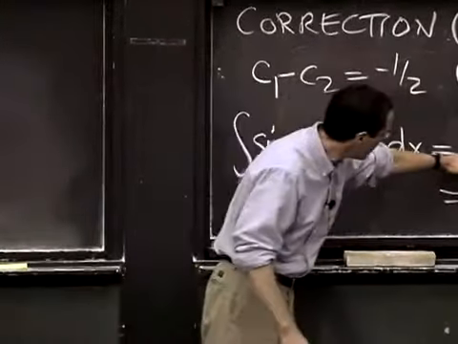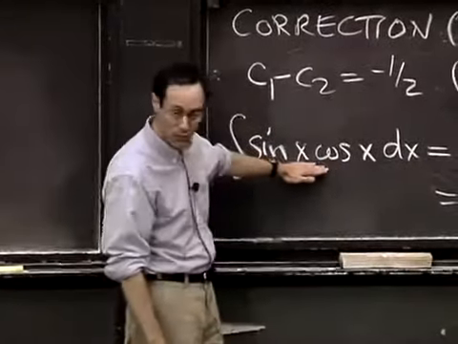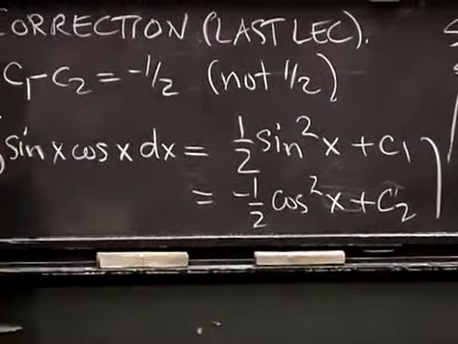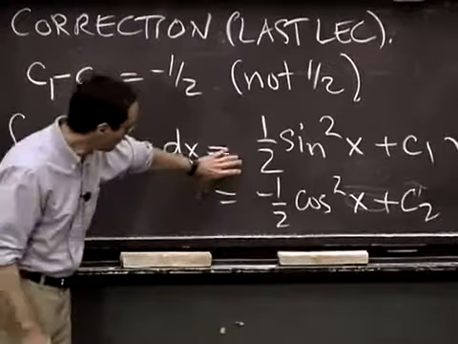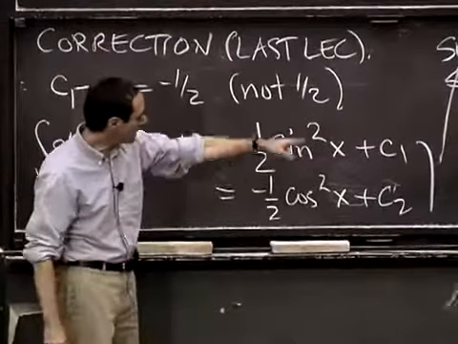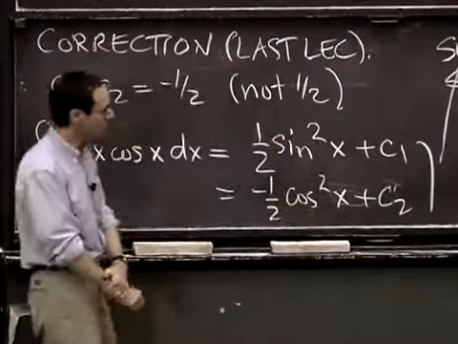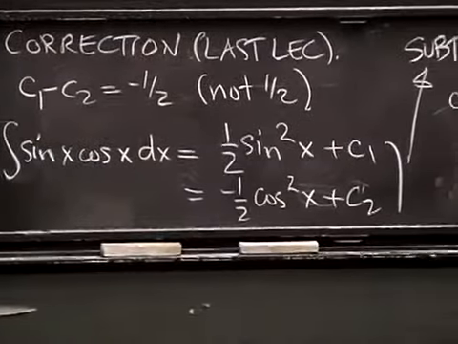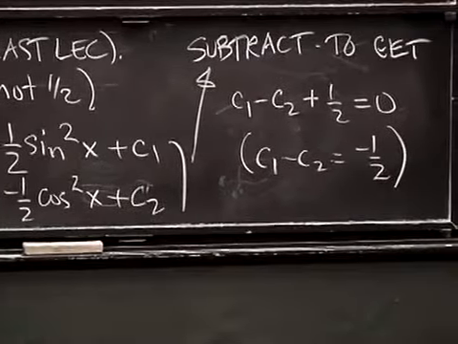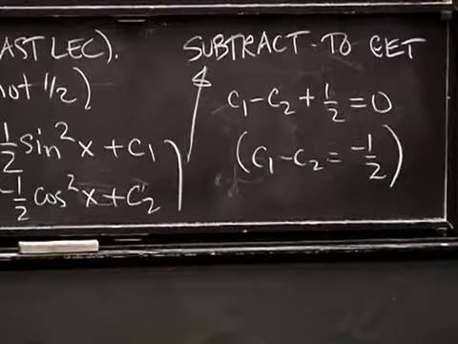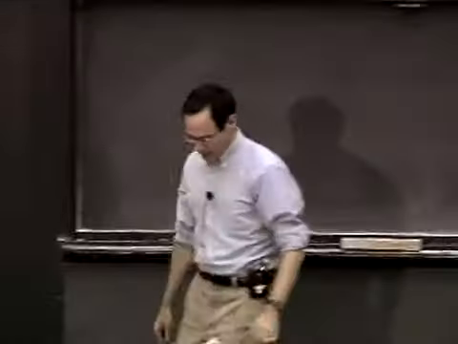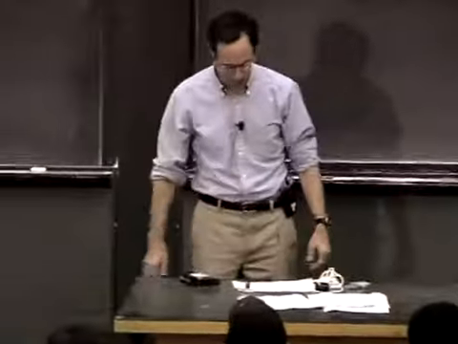If you go through the calculation that we did with the antiderivative of sine x cosine x, we get these two possible answers. And if they're to be equal, then if we just subtract them, you get C1 minus C2 plus a half is equal to 0. So C1 minus C2 is equal to a half. All right. So those are all of the corrections. Again, everything here will be on the web, but I just wanted to make it all clear to you.